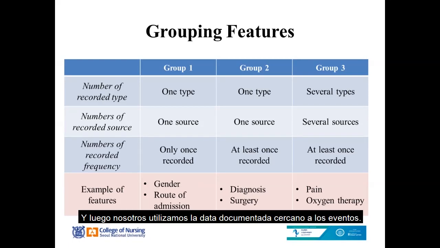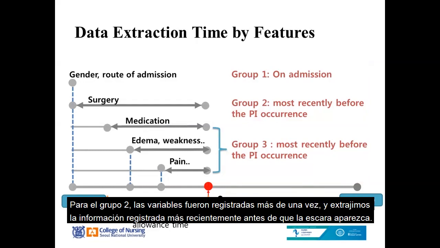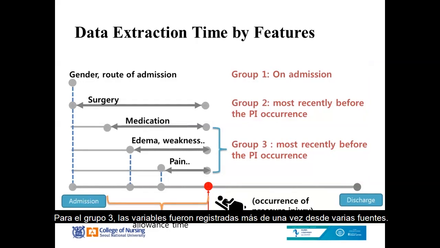And then we use data documented closer to the events within allowed time frame. For group 1 features that were recorded at admission, we extracted data recorded at admission. For group 2 features that were recorded more than once, we extracted data recorded more recently before the pressure injury occurred. For group 3 features that were recorded more than once from several sources, we extracted data recorded most recently before the pressure injury occurred.